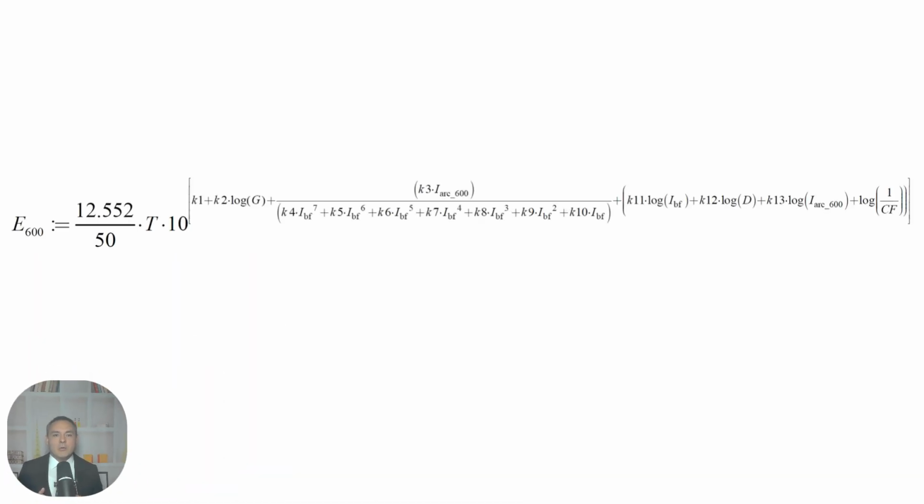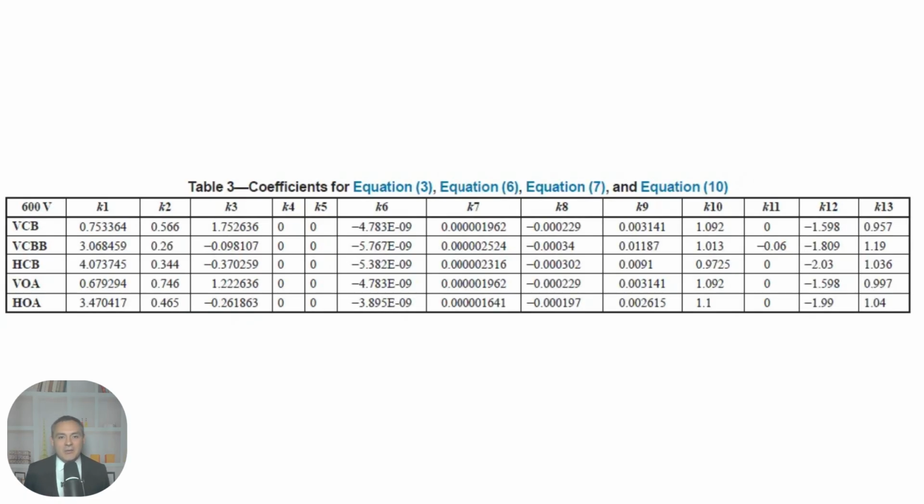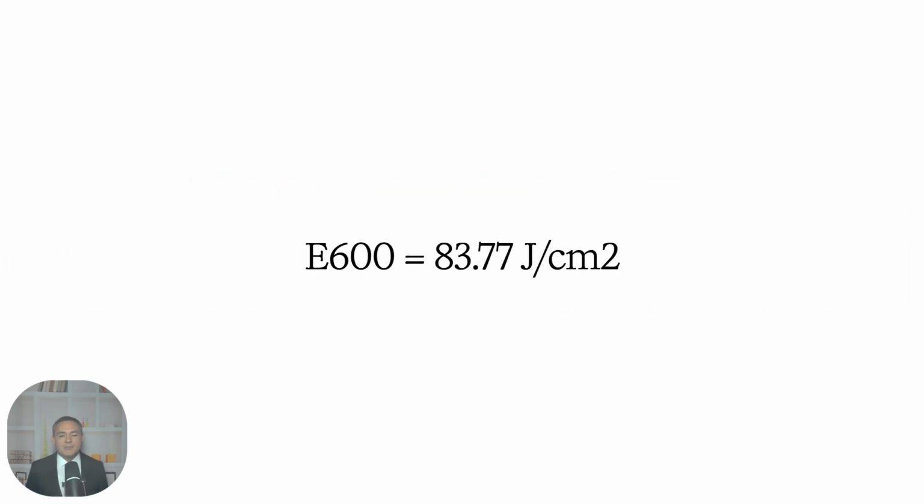Let's take a look at the first equation called E600 for incident energy, which also has an intermediate step. Notice the coefficients K1 through K13. You get the E600 coefficients from table 3. Make sure you pick the row corresponding to VCB. The solution is 83.77 joules per centimeter squared.